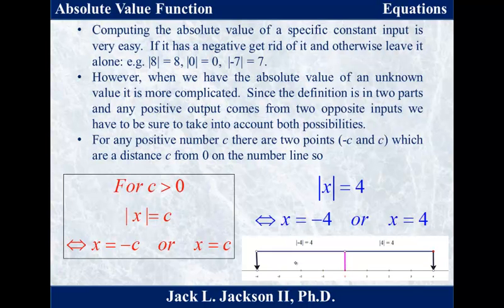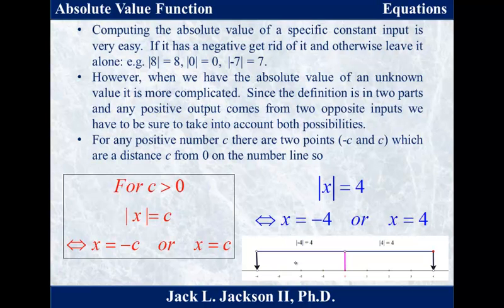Absolute value of negative 7, 7. So there's really nothing to it there. But when we start talking about absolute value when we have a variable, things get a little bit more complicated. Because if you've got an unknown variable, absolute value of x, there are two possibilities for most of the time.